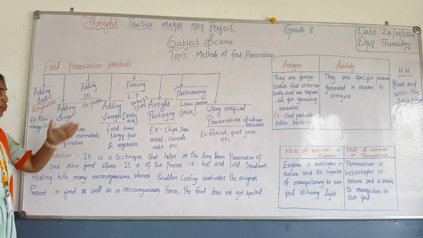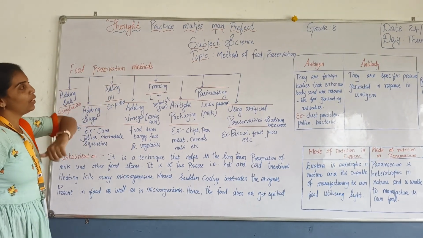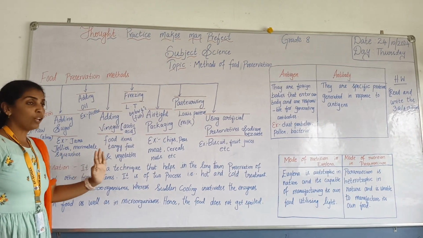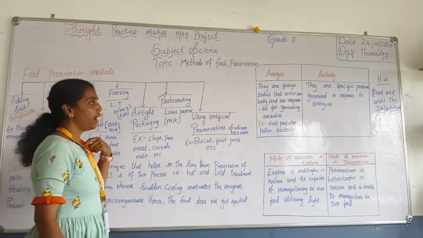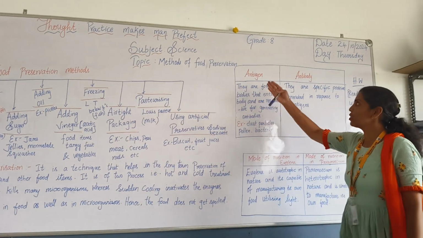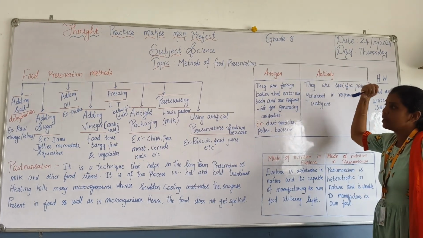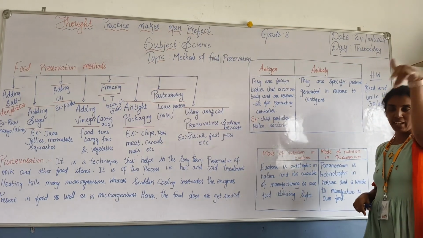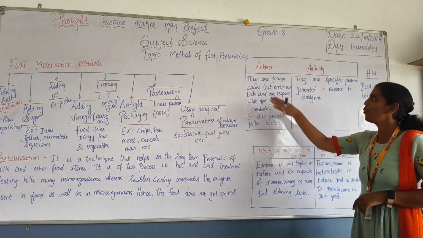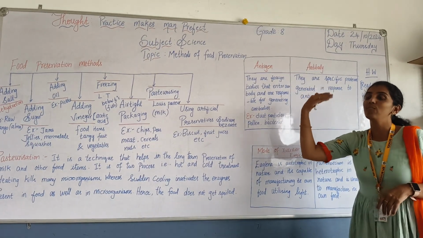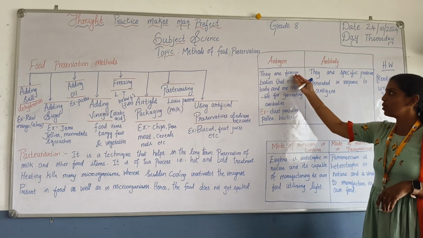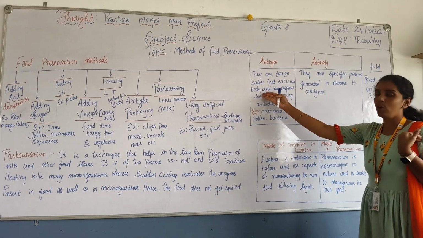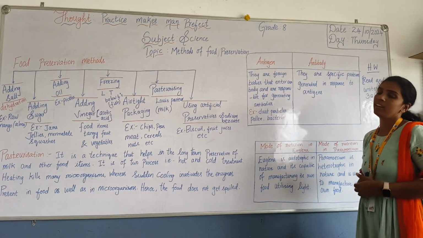So, according to this chapter on microorganisms, I will close this chapter with the methods of food preservation. According to this topic, we have seen many things, and according to vaccination, we have seen antigens and antibodies. So antigens are foreign bodies. Don't think that foreign bodies means they come from America or any other country. No. Foreign bodies means whatever is outside of our body and enters into our body. They are the foreign bodies that enter our body and are responsible for generating the antibodies.